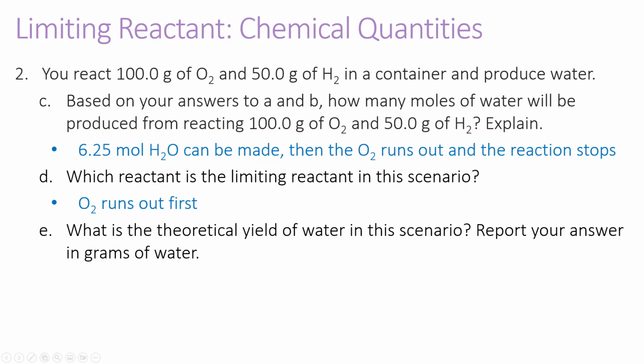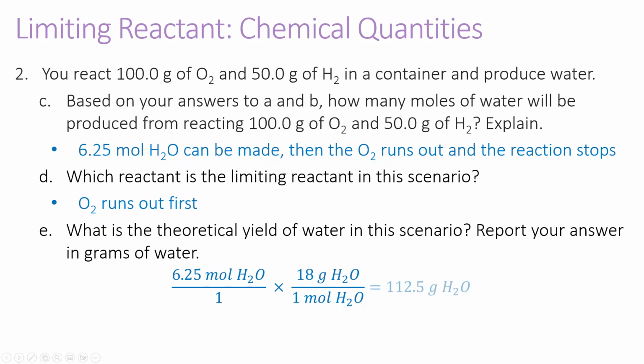So now we want to calculate the theoretical yield of water in grams. So we already know that the most we can make is 6¼ moles. We want to figure out how many grams of water that corresponds to. So 1 mole of water weighs 18 grams. So I'm just going to multiply 6.25 times 18, and this gives me 112.5 grams of water. So this is my theoretical yield. It's the maximum amount of water that I can make from these starting ingredients, assuming that everything goes perfectly.